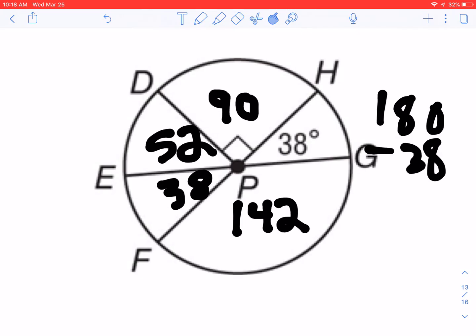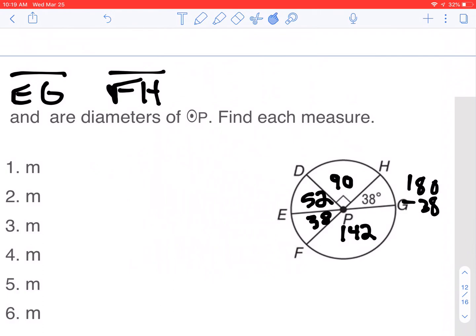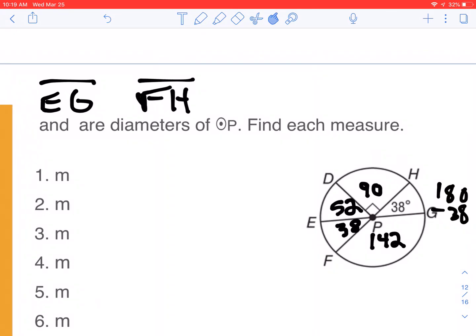So on the quiz, there will be something like that where you're going to have to fill in the angles on the circle. It's kind of like a puzzle. All right, we have all of our angles made.